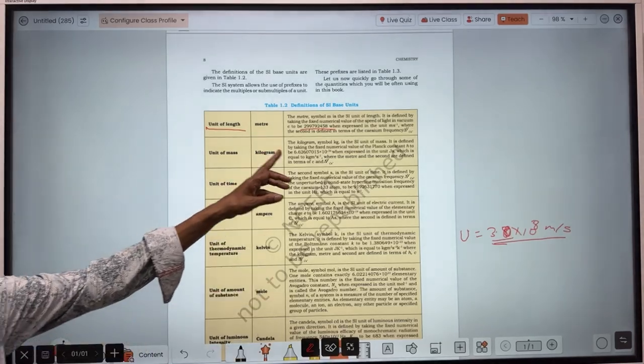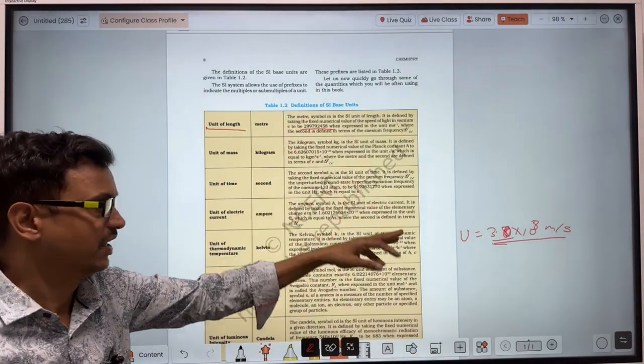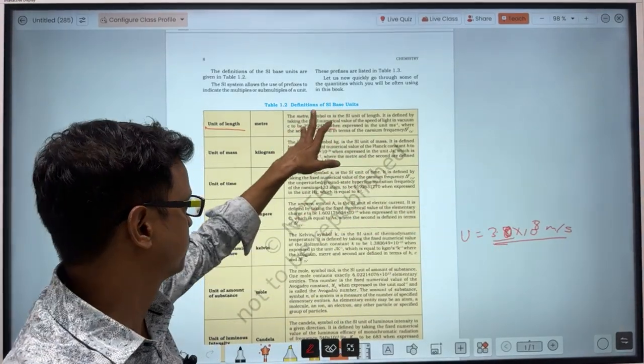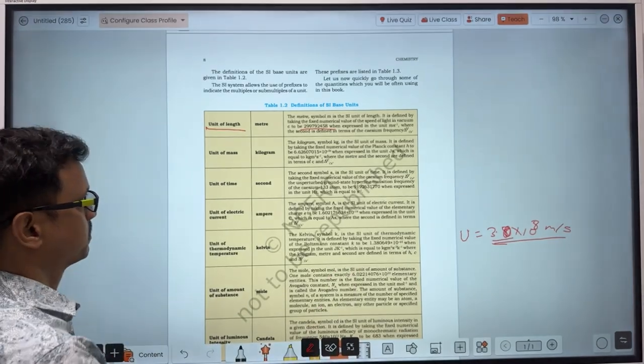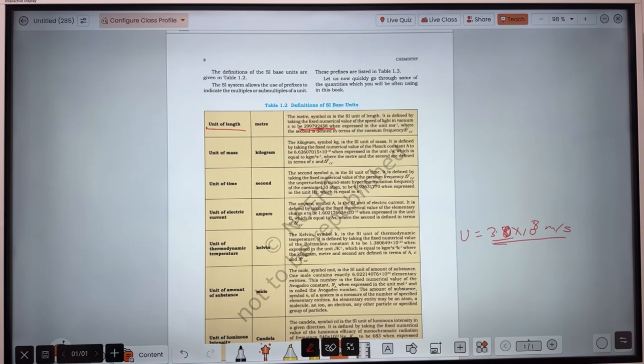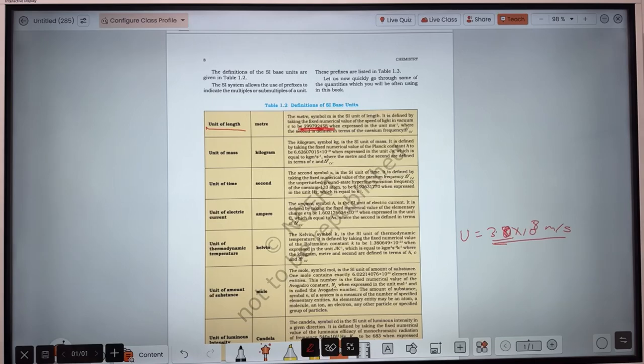In 1 second, light travels that much distance. For the convenience of calculation, we take it as approximately equal to 3 into 10 power 8. So light is defined here such that the distance light travels in that much time is called length.